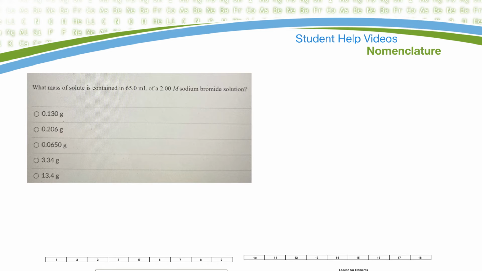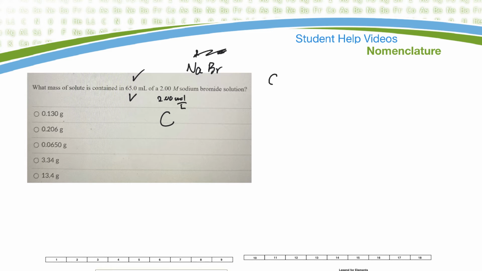Okay, here's another question. What mass of solute is contained in 65 mL, so that's a volume, of a 2 molar, in other words, 2.00 moles per liter, so that's a concentration, of sodium bromide solution. Sodium bromide, NaBr. Na is a plus, Br is a minus, so it's the same.